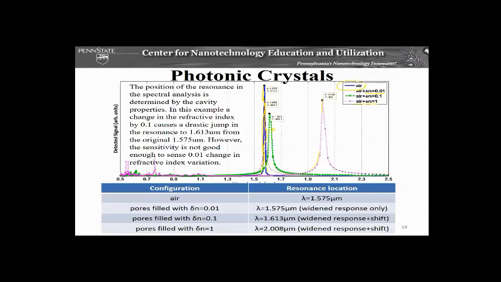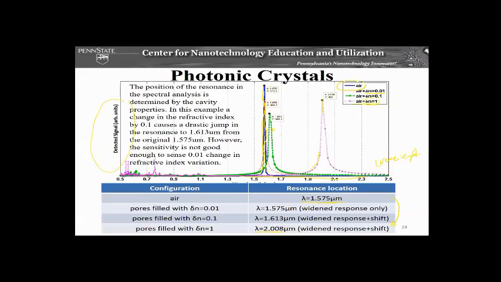So what am I reading here? I'm reading the transmitted light, and this part is the wavelength, okay? The x-axis is the wavelength. All of a sudden, I used to get my light at wavelength lambda equals 1.57 something, and then it jumped up to 2 micrometer in the infrared. So I can say, okay, I have shifted my response, and I can say that I have this much of a refractive index change.